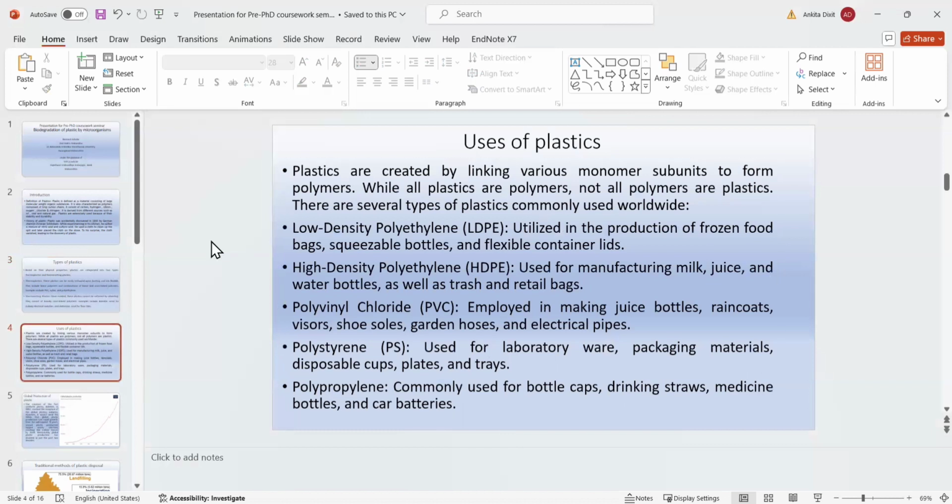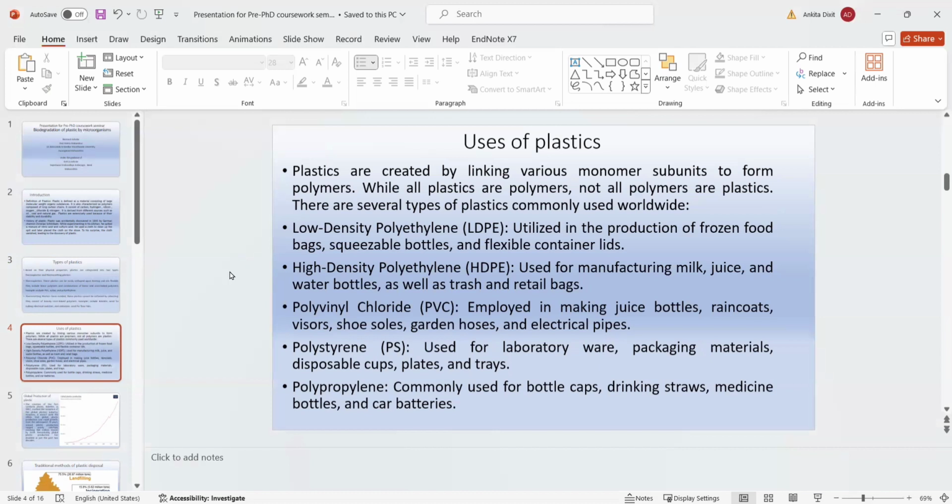Then uses of different types of plastic. The plastics are created by linking various monomer subunits to form polymer. While all plastics are polymers, not all polymers are plastics. There are several types of plastic commonly used worldwide. First is LDPE plastic, which is called low density polyethylene. It is used in the production of frozen food bags, squeezable bottles, and flexible container lids.